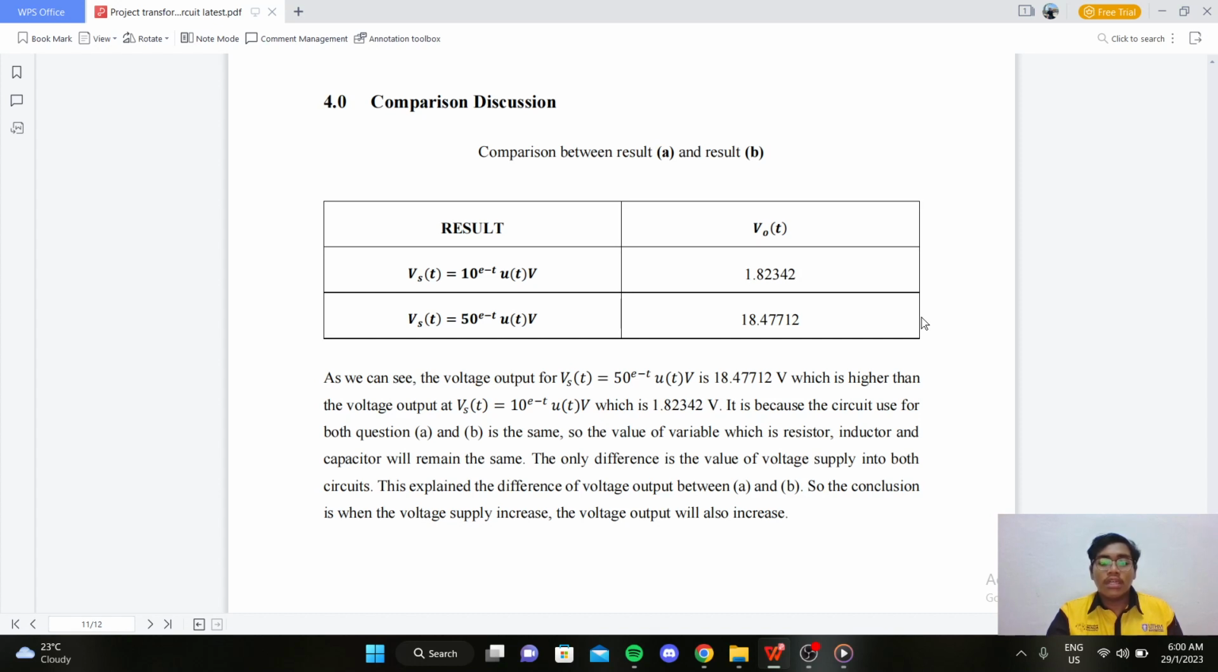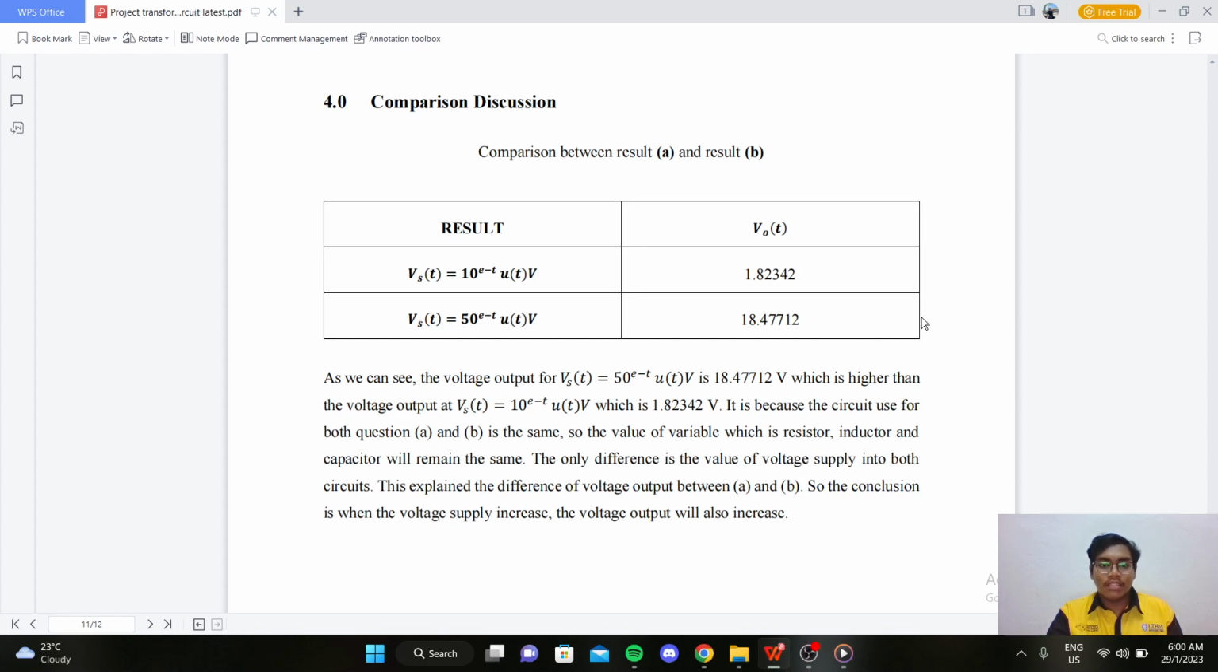Okay, so I will explain the difference between the results. The circuit used for both questions, A and B, is the same. So the values of variables such as resistor, inductor and capacitor will remain the same. The only difference is the value of the voltage supply that goes into both circuits. So the conclusion from this comparison is that when the voltage supply increases, the voltage output will also increase.